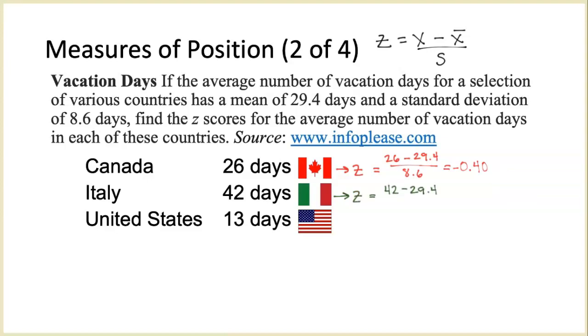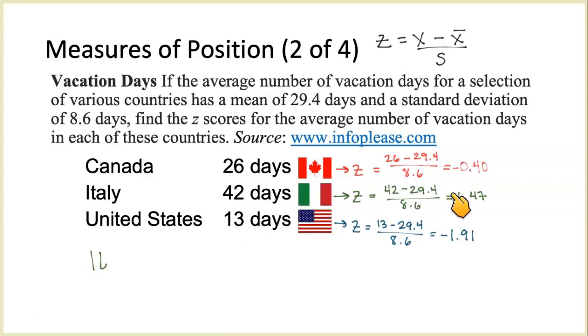We do the same thing for Italy. Figure out what the z-score is, 1.47. Do the same thing for the United States. Figure out what the z-score is, negative 1.91. So we can clearly see, based on the number of days, that the United States overall has fewer vacation days than the other two countries, with Italy being the most, which is reflected in the z-score.